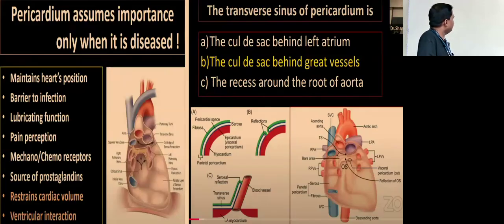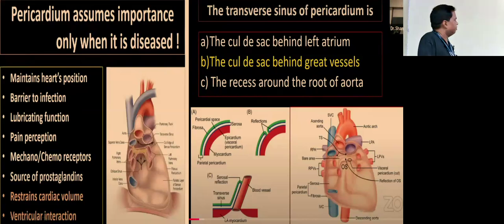The two important things here are that it restrains the cardiac volume after a particular point, and there is ventricular interaction when the pericardium is diseased, between the RV and the LV. There are other functions of the pericardium. It is a barrier to infection, and it maintains the heart position.